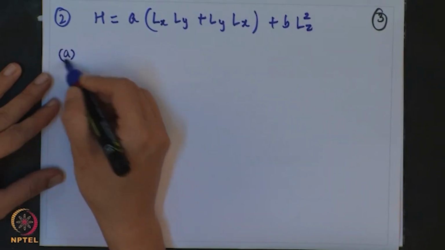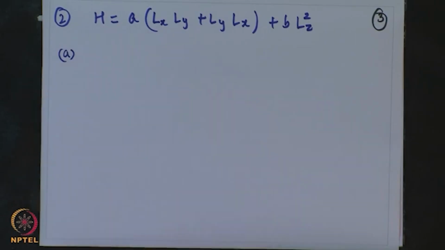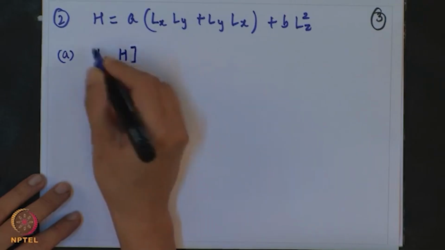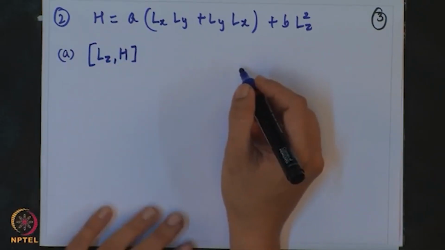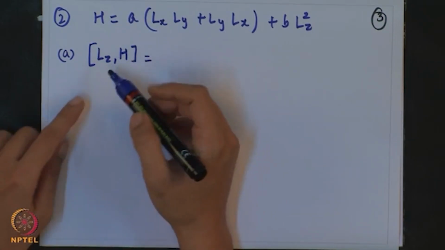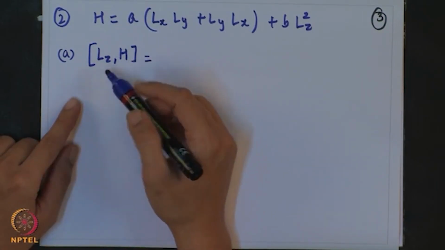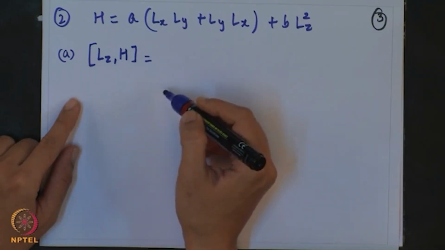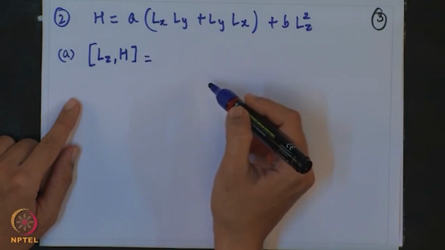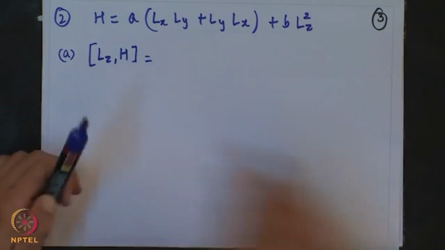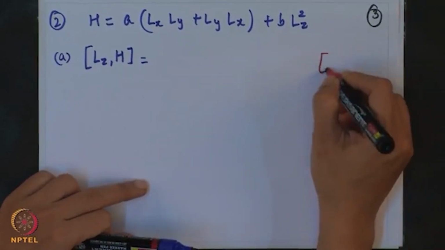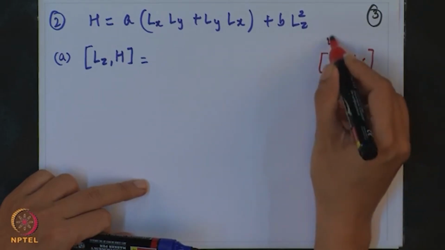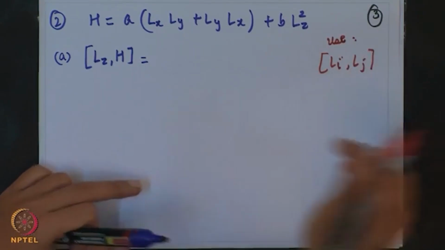First part of this problem, you are asked to evaluate Lz. This is a very simple task. We know what the commutator of Li, Lj is; we did it in the last class. The commutator of Li and Lj is i h cross epsilon ijk Lk. So use that; you have to use this commutator of Li, Lj.